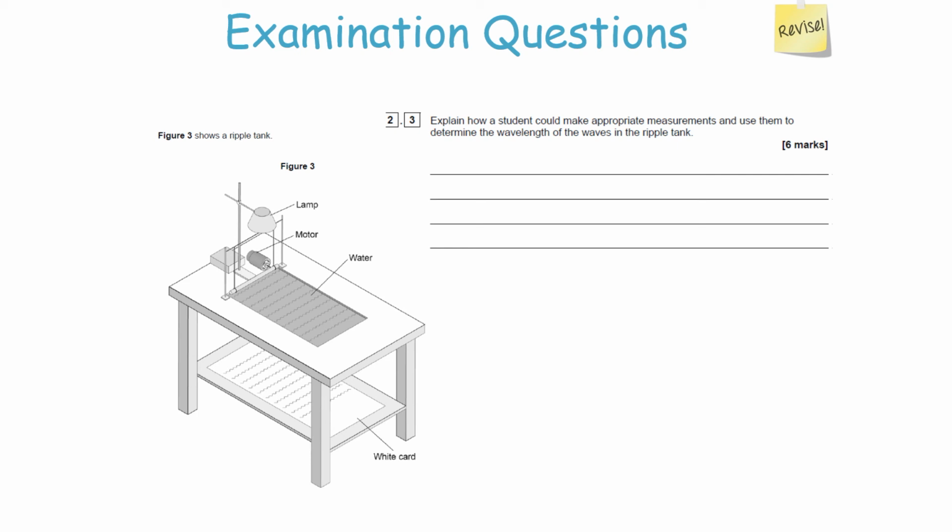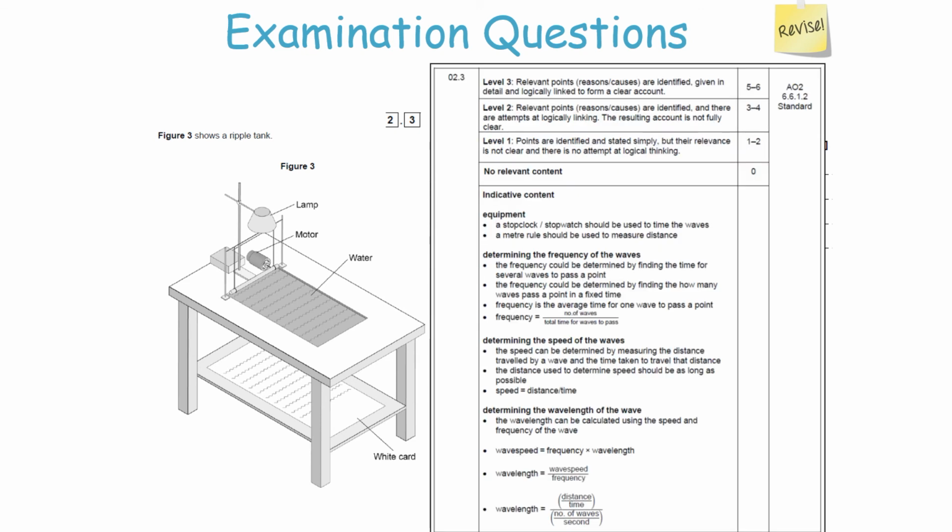So the first thing we need to think about is we need to determine the wavelength. Now you should hopefully remember that speed is equal to frequency times by wavelength, so therefore wavelength is going to equal wave speed over frequency. So you need to therefore think about how you determine the speed, how you determine the frequency, and then work out the calculation. So we'll always need a stop clock or stopwatch to measure the time and a meter ruler to measure the distance. So how do you measure the frequency?